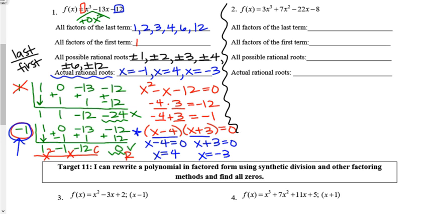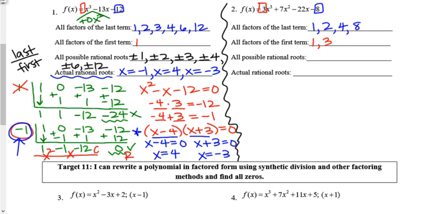Give myself a little room here. Okay. So factors of my last term, which in this case is 8. So I have 1, 2, 4, and 8. And then factors of my first term, which in this case is 3, I have 1 and 3.